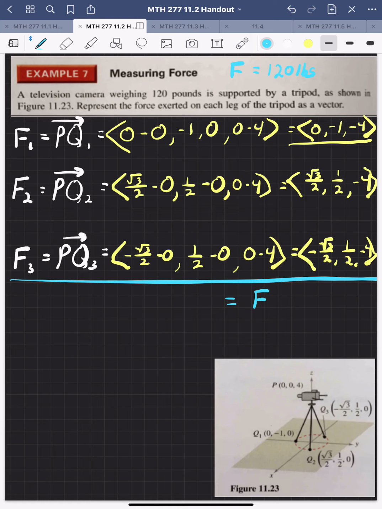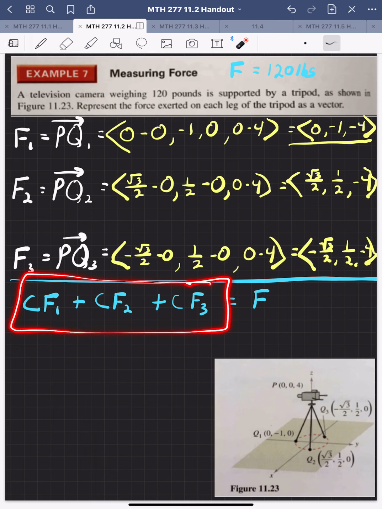that what we're going to end up with is C multiplied by F sub 1 plus C multiplied by F sub 2 plus C multiplied by F sub 3. And all of this right here should support the weight of that camera, which is 120 pounds. Here's the key part that you might not have gotten unless you've done a lot of these.